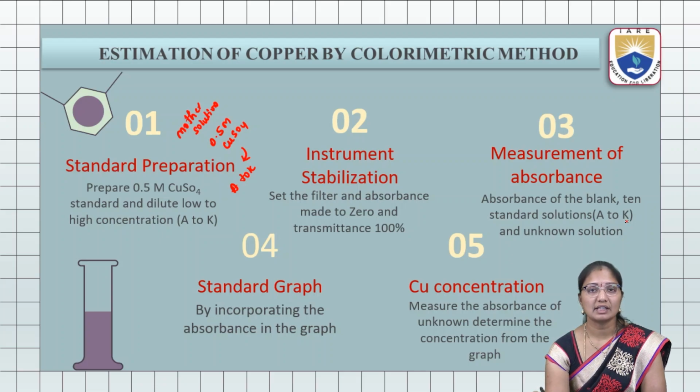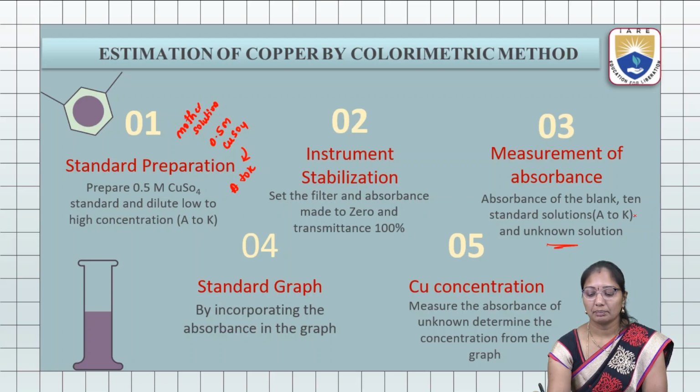Then the standard solutions, which we prepared: A using 1 ml of copper sulfate and 9 ml of water. Next, B is 2 ml of copper sulfate and 8 ml of water. C is 3 ml of copper sulfate and 7 ml of distilled water. Like this, from A to K, 10 standards are prepared, and one unknown solution whose concentration we don't know, but the color of the solution is blue. We have to find out the concentration of copper present in that unknown solution.